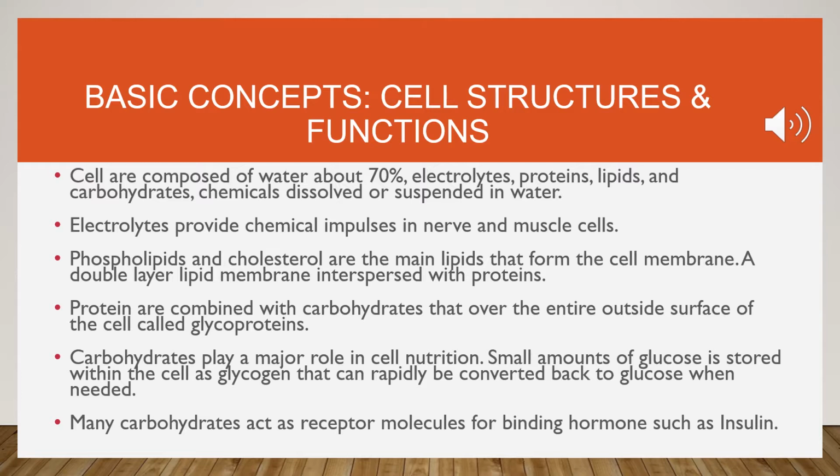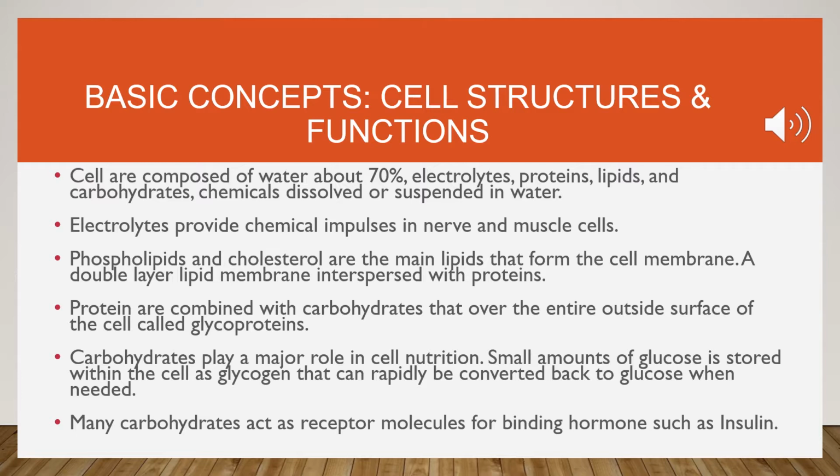Electrolytes provide chemicals for cellular reactions and are required for some processes such as transmission of electrochemical impulses in nerve and muscle cells. Phospholipids and cholesterol are the main lipids that form the cell membrane that separates structures inside the cell and the cell itself from the surrounding cells and body fluids.